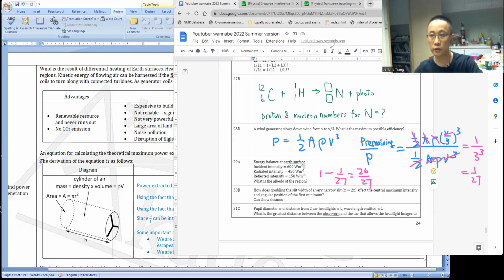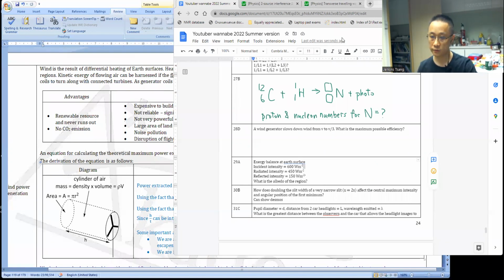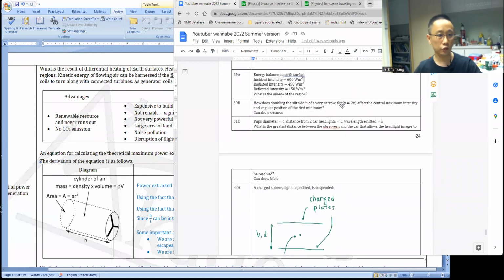Making choice D the correct answer. Question 29 now. So they give you a simple diagram which shows the incident intensity is 600, the reflected intensity is 150, while the radiated intensity is 450. And they ask you for the albedo of the region.